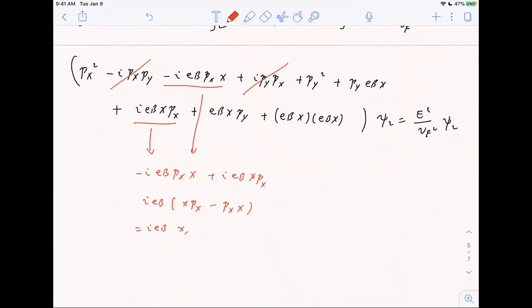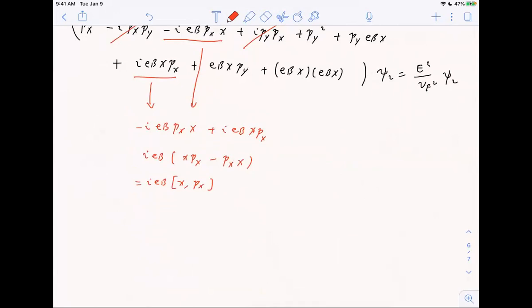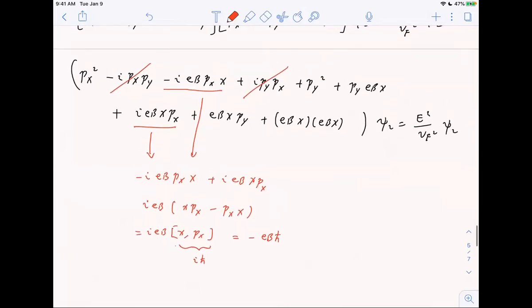Then this is just the canonical commutation, so this one will be i h bar. So this whole thing will be negative e b h bar. Okay, negative e b h bar. And these two terms, they're the same, because x and p_y commute with each other. So these two terms are the same.